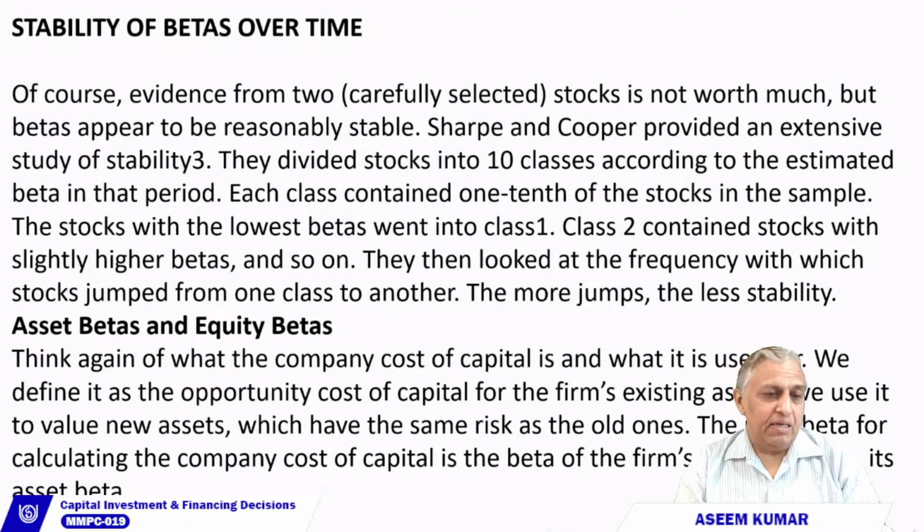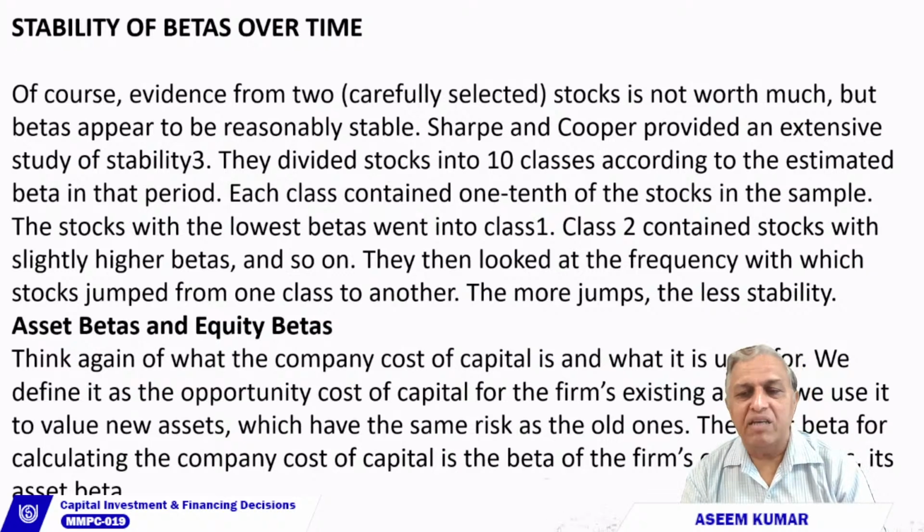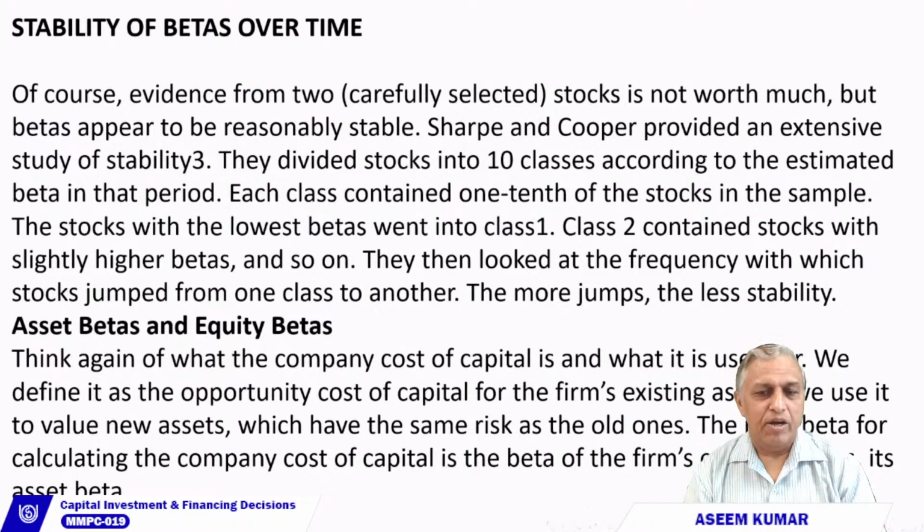Asset betas and equity betas: two different types we have. We have the corresponding thing in the balance sheet. Think again of what the company cost of capital is and what it is used for. We define it as the opportunity cost of capital for the firm's existing assets. We use it to value new assets which have the same risk as the old ones. The right beta for calculating the company cost of capital is the beta of the firm's existing assets, the asset beta.